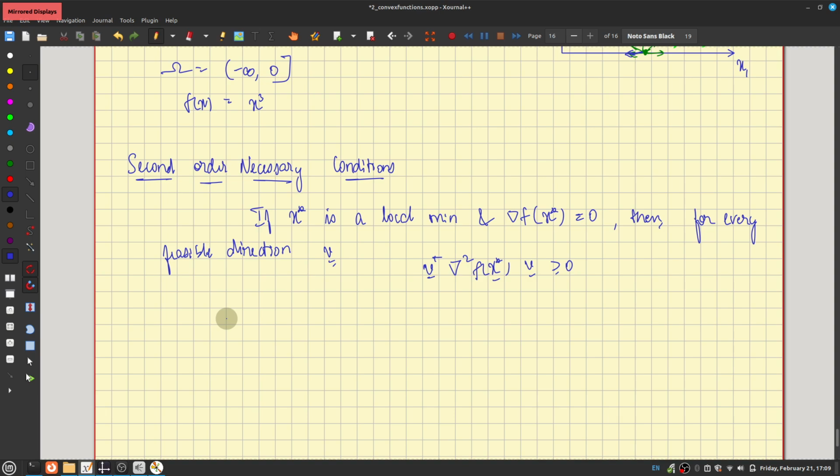Again, these are all necessary conditions. It's not sufficient. Just because these conditions, if this is equal to 0 and this is equal to 0, it could be a local minimum, it could be a local maximum, or neither. But if it is a local minimum and the gradient is equal to 0, then this quantity must be greater than or equal to 0. You cannot have this to be less than 0 for some feasible direction v. Okay.